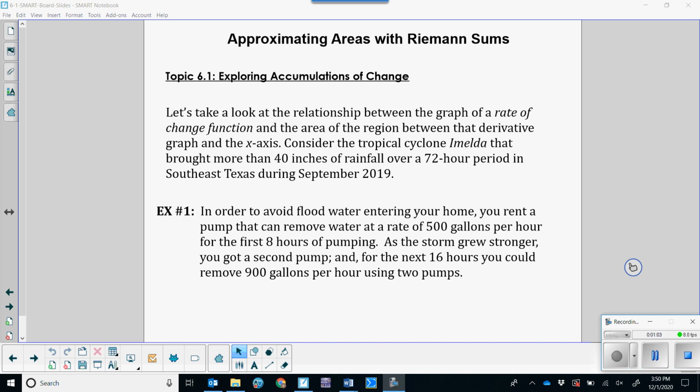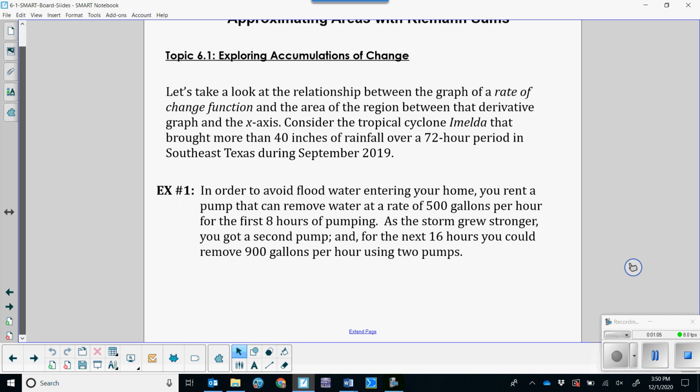The scenario is, in order to avoid flood water entering your home, you run a pump that can remove water at the rate of 500 gallons per hour for the first 8 hours. As the storm gets worse, you decide to get another pump, and for the next 16 hours, using both pumps, you can remove 900 gallons per hour.